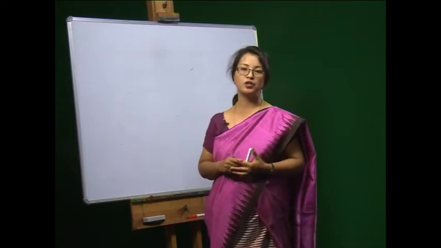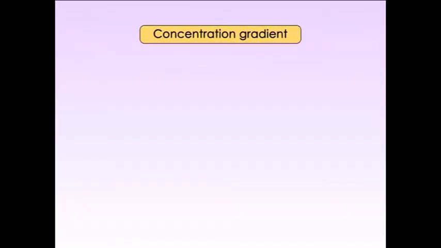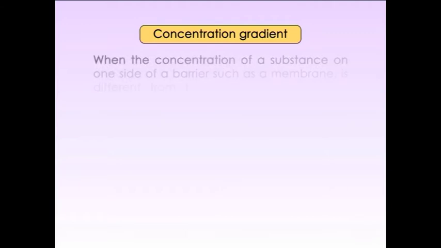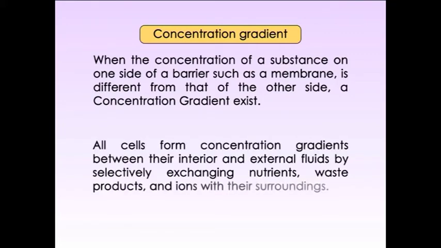A second biologically important form of potential energy is the energy in a concentration gradient. When the concentration of a substance on one side of a barrier, such as a membrane, is different from that of the other side, a concentration gradient exists. All cells form concentration gradients between their interior and exterior fluids by selectively exchanging nutrients, waste products, and ions with their surroundings.